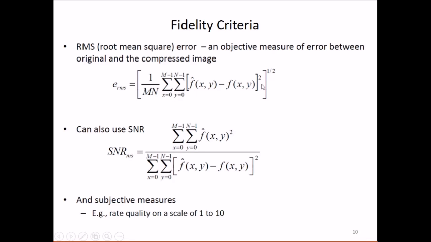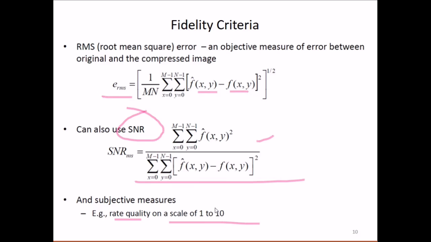So these are the fidelity criteria, because an objective measure of error between the original and compressed image has to be seen, so we need to find the root mean square error. This is the root mean square, this is f hat, this is f, and the difference of these two. We also know the signal to noise ratio. And there are subjective measures, like rating quality on a scale from 1 to 10. So these are all the fidelity criteria that may be employed.